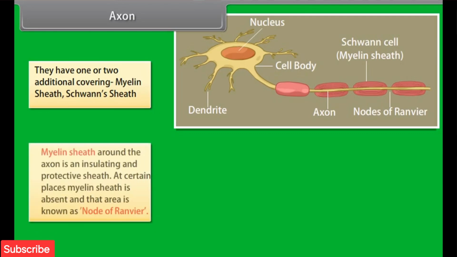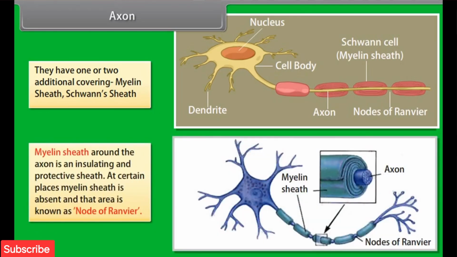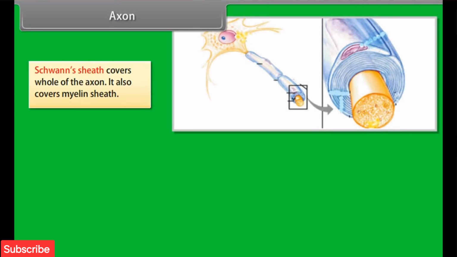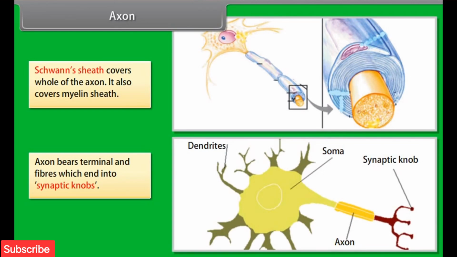Myelin sheath around the axon is an insulating and protective sheath. At certain places, the myelin sheath is absent, and that area is known as the node of Ranvier. Schwann sheath covers the whole of the axon. It also covers the myelin sheath. Axon bears terminal fibers which end in synaptic knobs.